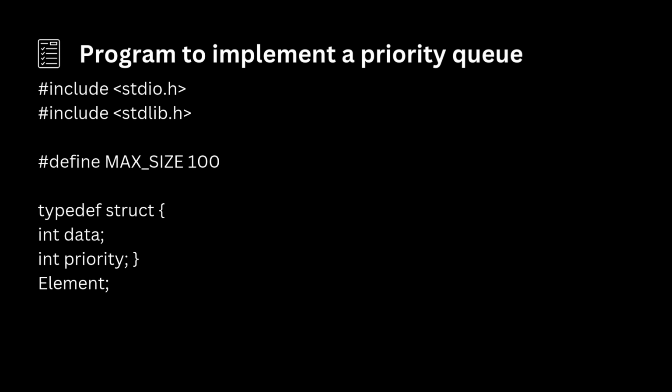This structure defines an element that contains two members: data, an integer representing the actual data or value, and priority, an integer representing the priority of the element. Here the element structure can be used to create variables that hold both data value and its corresponding priority, which is useful in priority queues where elements are processed based on their priority.